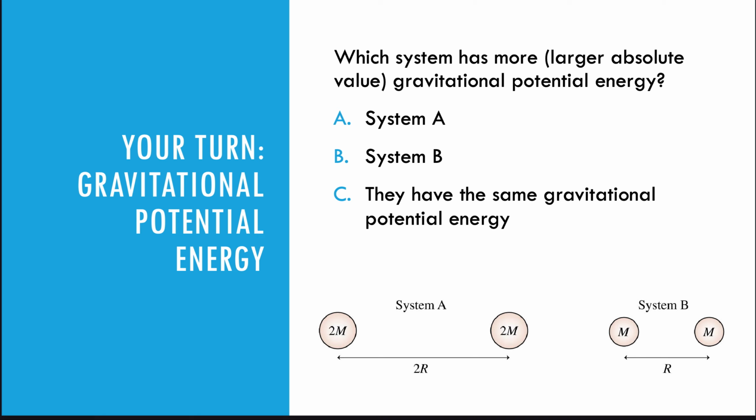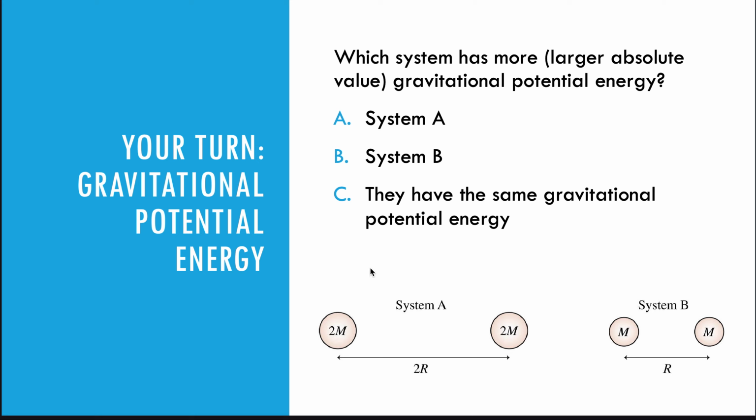Let's take a look at one question. Which system has more gravitational potential energy? But we're going to look at the absolute value of the energy. Is it system A, where you have objects that have a mass of 2m separated by a distance 2r? Or is it system B, where you have objects with a mass m separated by a distance r?